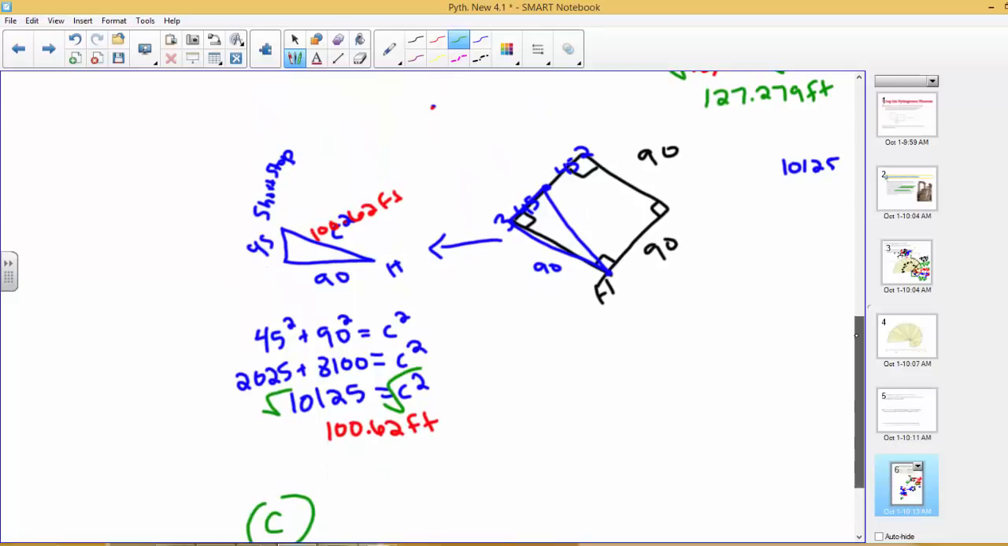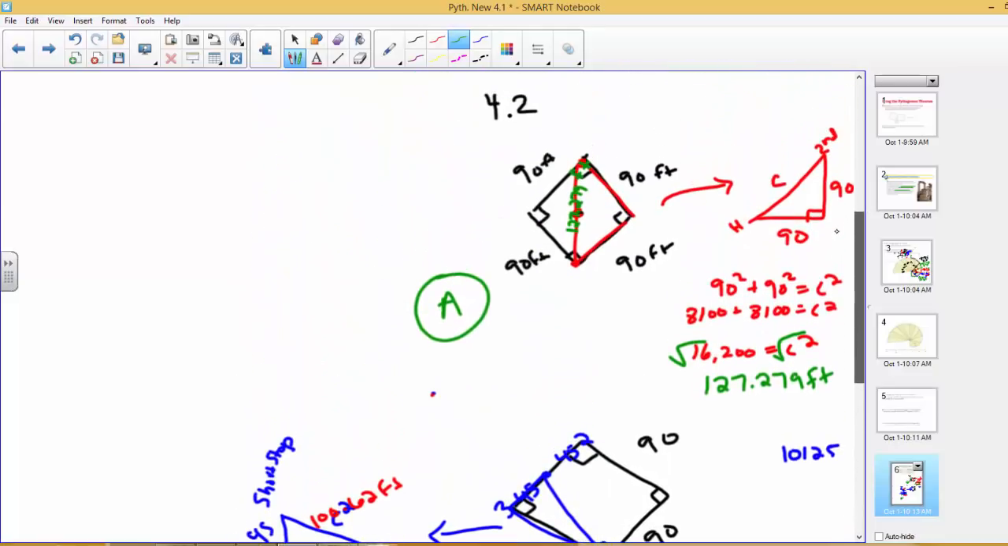Okay, so I'm going to go back up to this. And I think the bell's going to ring on me, so I might have to finish this in class tomorrow. But this is 60 feet 6 inches. So 6 inches is half a foot. So the pitcher's mound, this is 60.5 feet.